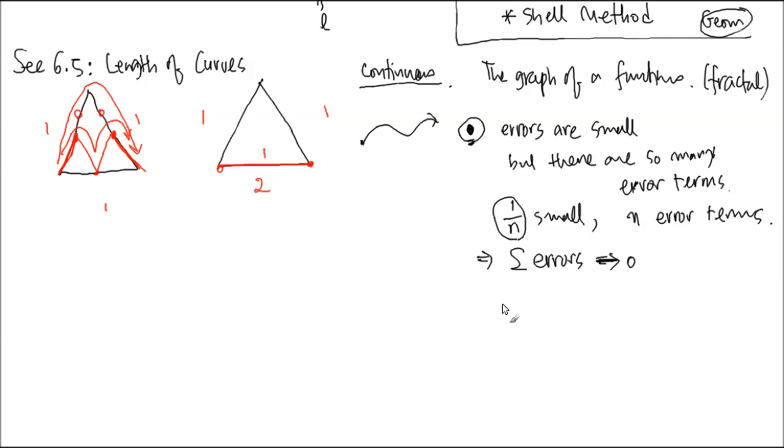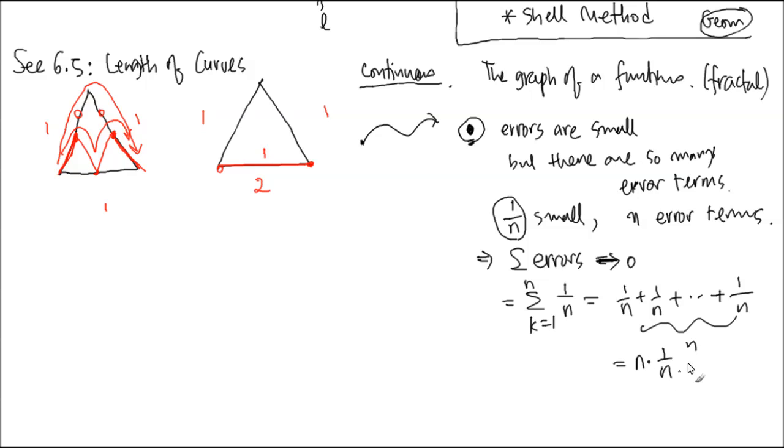But it is not so, because all the errors have exactly the same size, 1 over n, and there are n many of them, right? So what happens? You're adding 1 over n, and 1 over n how many times? n times. And what is the answer? n times 1 over n, right? That's 1. So although errors are very, very small, as you add many errors, that doesn't necessarily mean zero. It could be some significant quantity, right?